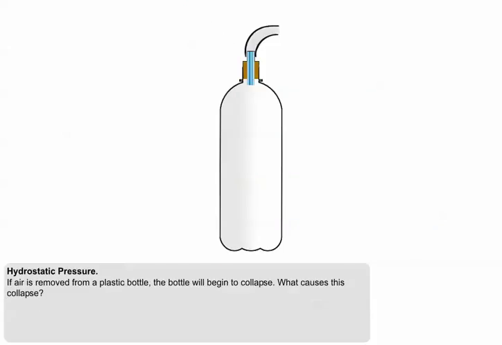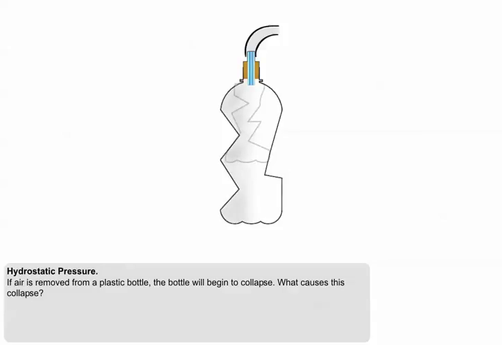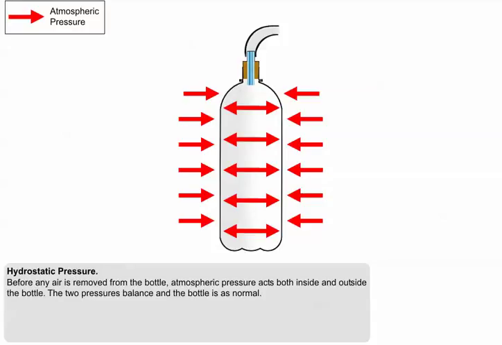This next experiment shows just how high atmospheric pressure is at the surface of the Earth. Take a second plastic drinks bottle and start to remove the air from it. The plastic bottle will then begin to collapse. What is it that causes this collapse? Let's look at what happens. Before any air is removed from the bottle, atmospheric pressure is acting both inside and outside the bottle. So the pressure inside the bottle is equal to the pressure outside the bottle. The two pressures balance and the bottle is as normal.